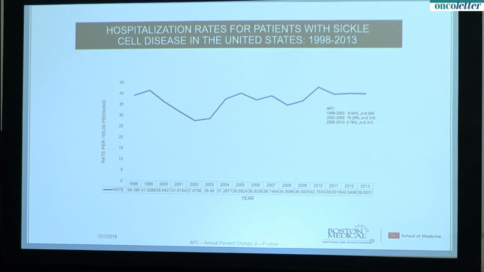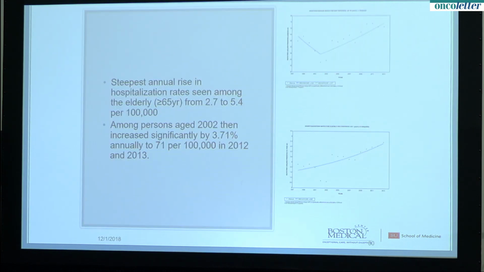However, what's not obvious on this slide becomes more obvious when we looked at the rates of hospitalization by age. And we found out that among those who were aged 18 to 44 years, the rates increased by 3.7%, from about 43 per 100,000 to 71 per 100,000 persons in 2012 and 2013. And the steepest rates were found among those who were aged 65 years and above. The rates actually doubled from 2.7 per 100,000 to 5.4 per 100,000 in the year 2013.